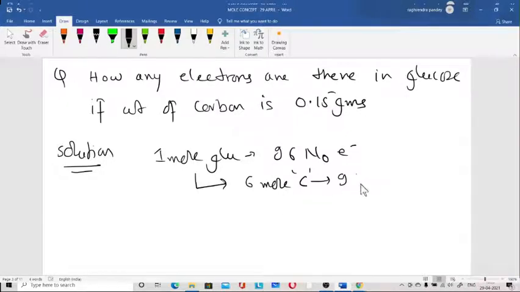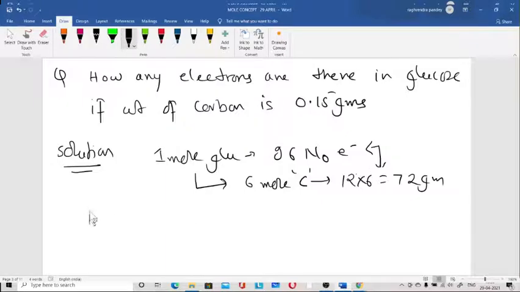which has, sorry, 12 sixes is 72. Each has 12 into 6, so that is your 72 grams of carbon in 1 mole glucose. So that 72 gram of carbon is inside this 1 mole glucose. Inside the 1 mole glucose, this is 96 into n naught number of electrons. So both can be equated because both are coming from the same variable.